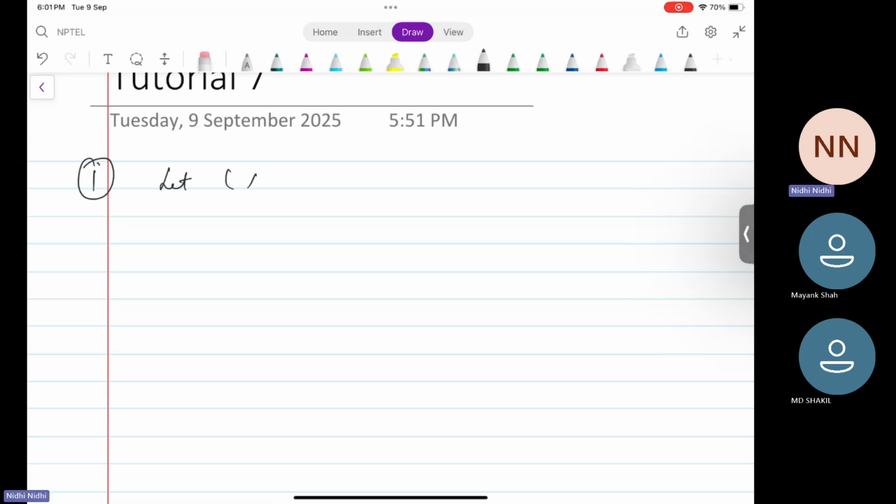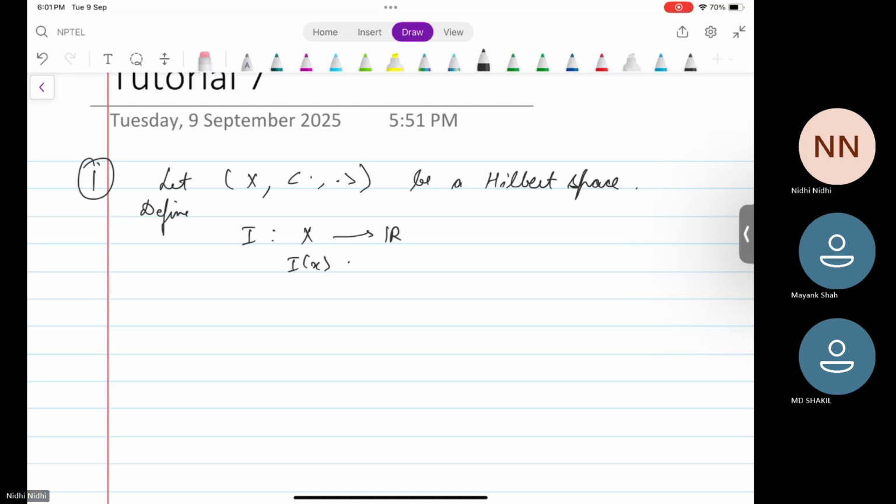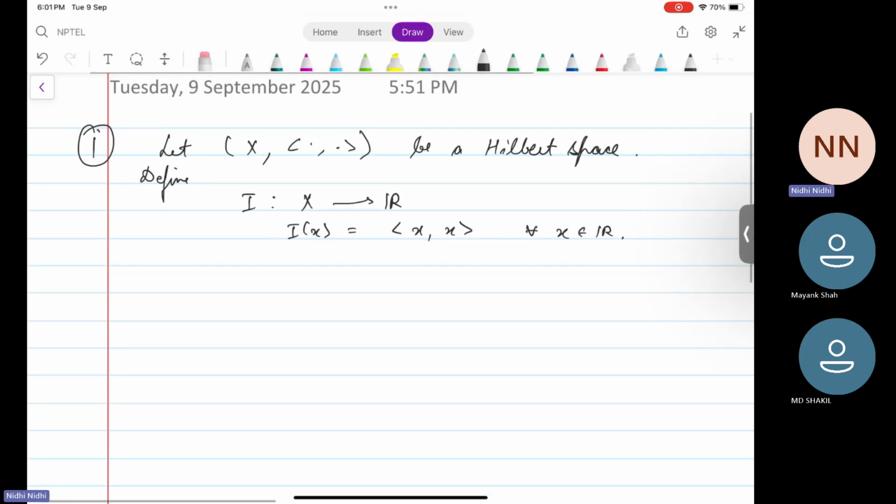Let X be a Hilbert space with some inner product. To define a function, in fact, we will call it a functional because the range is R. We will find its derivative.